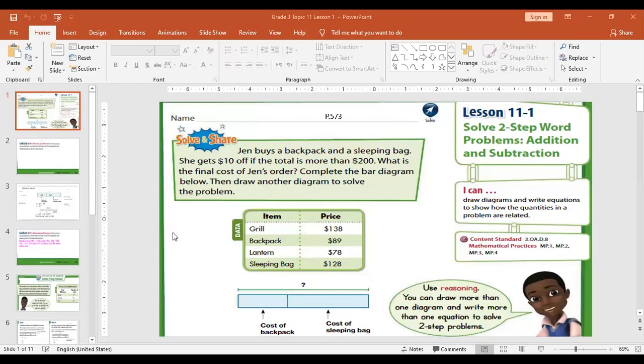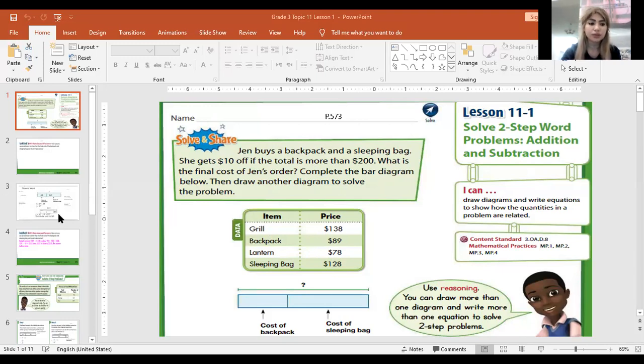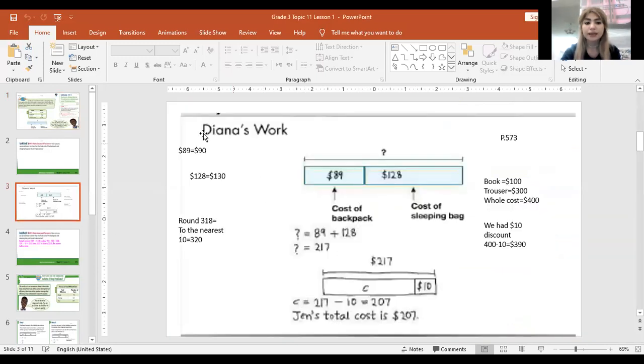Okay, my lovely girls, so let's go back to our lesson. As we saw in the video, we have so many ways to solve the word problem, not only one step. In this lesson we use 2 steps. As we solved here by 2 steps, we added 89 plus 128, then we subtracted $10. That's how we solved it in the session: we added 89 plus 128, we got 217. Then I subtracted $10 from $217.